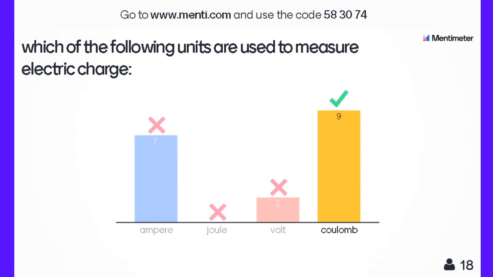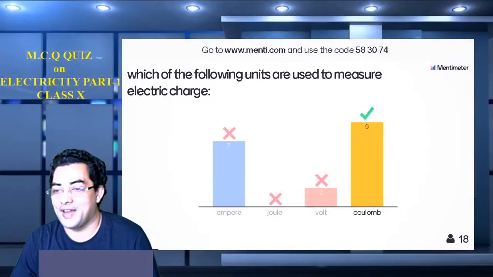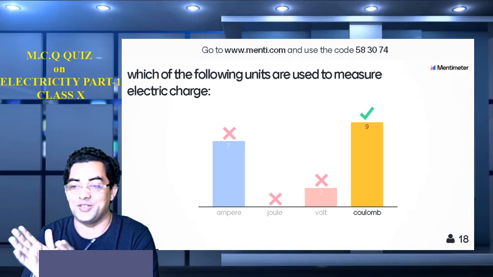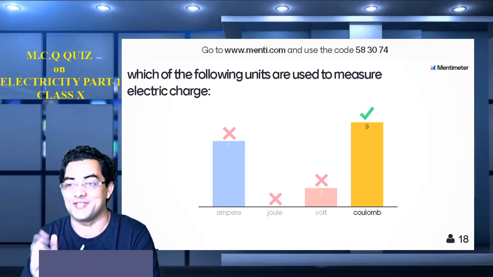Okay, so guys, here are the scores. We have got 9 students who have got it right. Coulomb. Congratulations for those who have got it right.